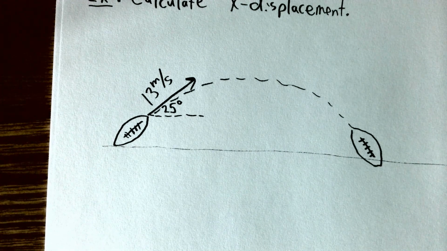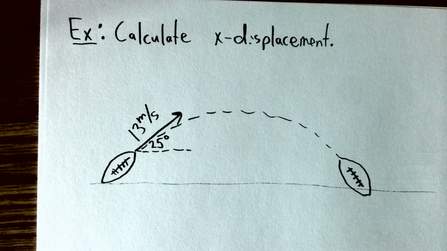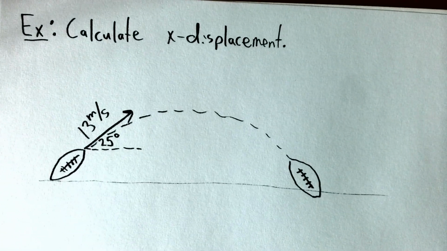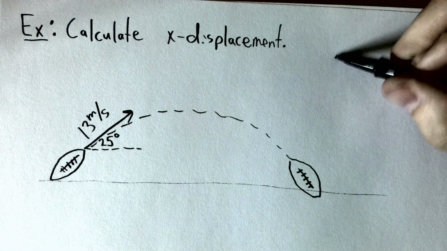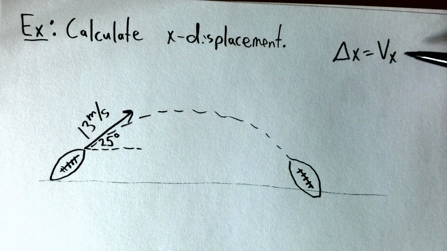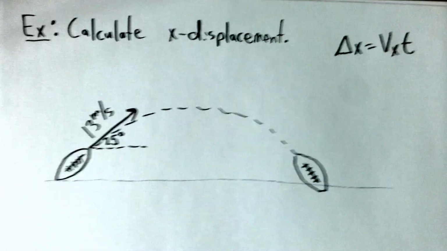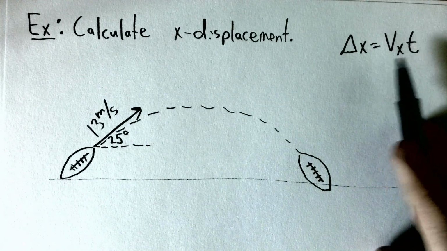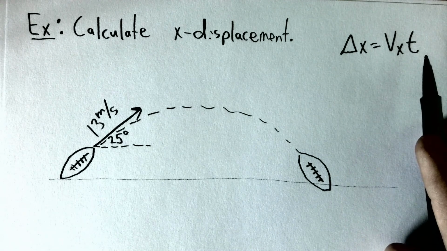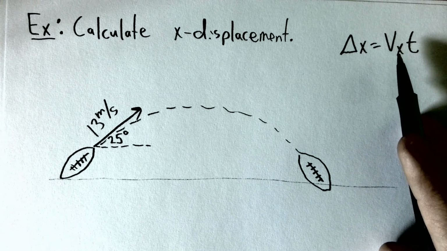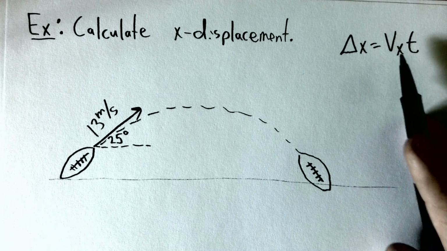Okay. So we're going to calculate x displacement of this thing. The only equation we have for x displacement is this one. So for a projectile, this is our only x equation. So we don't have Vx, we don't have t. I think Vx would be easiest to find. So much like the last problem, how do we find Vx?